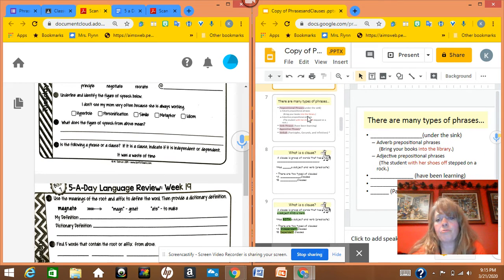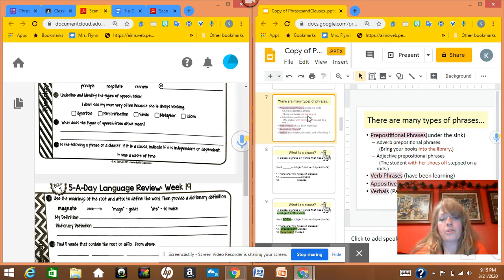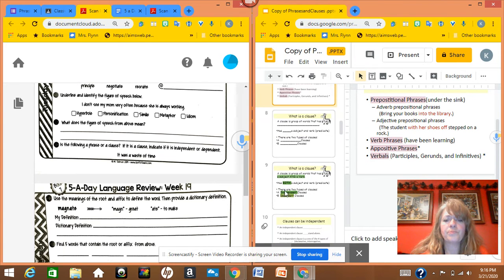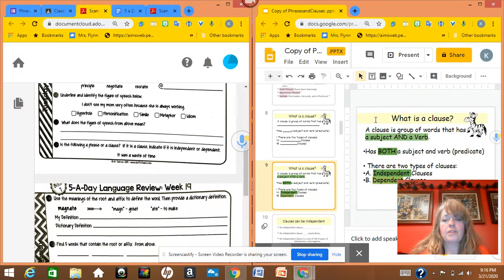There are lots of different types of phrases that we talk about all the time, whether we're in ELA class, history class, or science class. We have prepositional phrases that give details when we're writing. We have verb phrases, which give us our action. We have positive phrases, which I try to point out when those happen in our science and our history. And we have verbals. That'll be something that we do a lot more of next year with participles, gerunds, and infinitives.